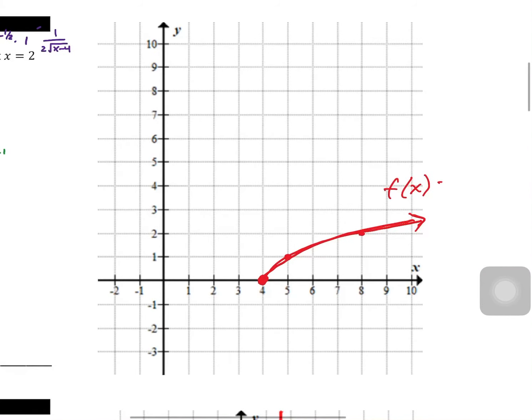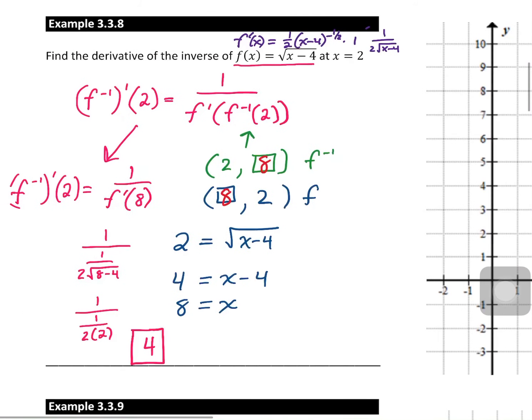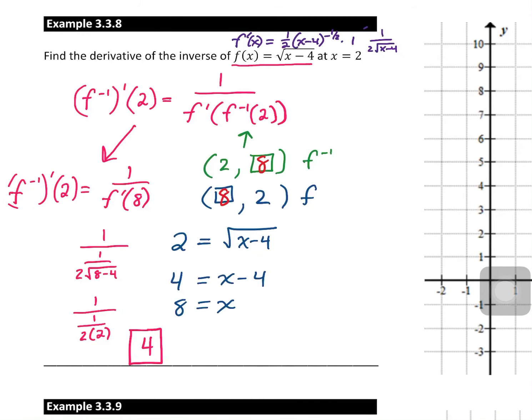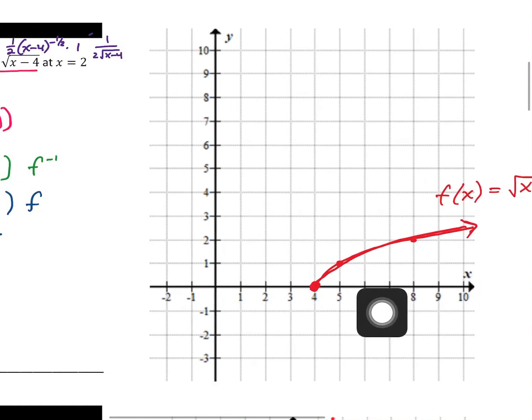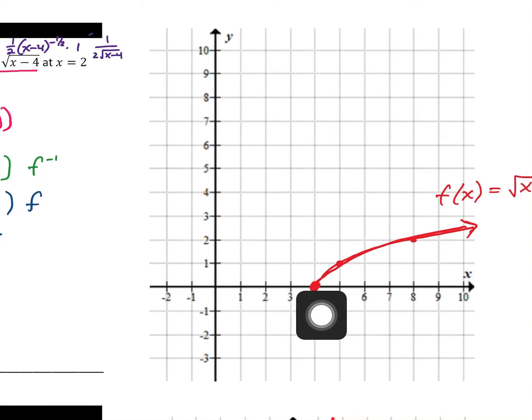Alright, and f of x is equal to the square root of x minus 4. So what I'm asking for when I find the derivative of the inverse function is the slope of the inverse function when x equals 2. Now it should be weird to you that 2 isn't even in the domain of the function f, but it is in the domain of the function f inverse. That's because the domain of f inverse is the range of f. That is, all of the y values that f touches are the inputs of the inverse function.